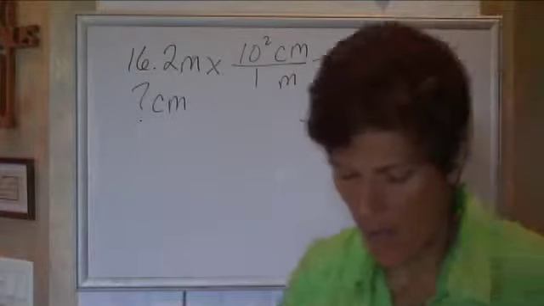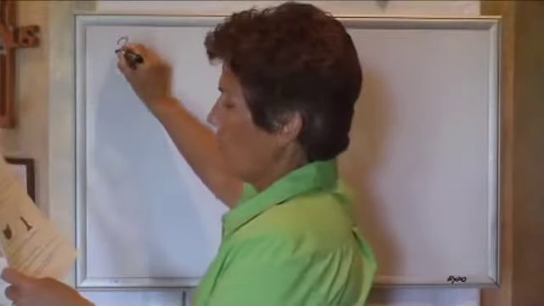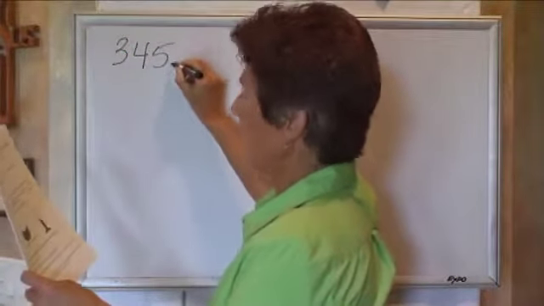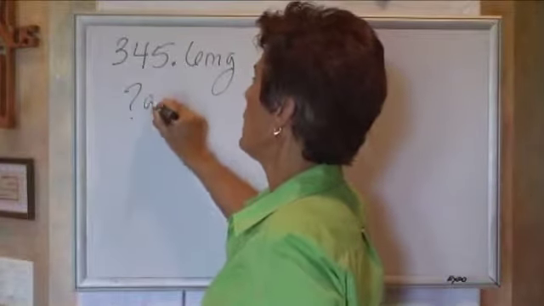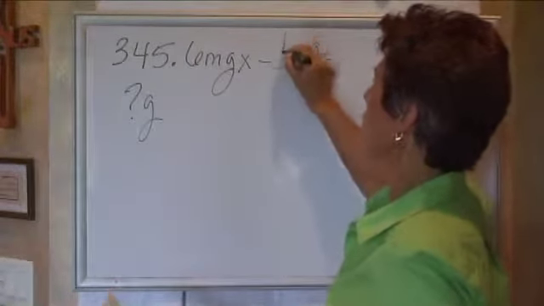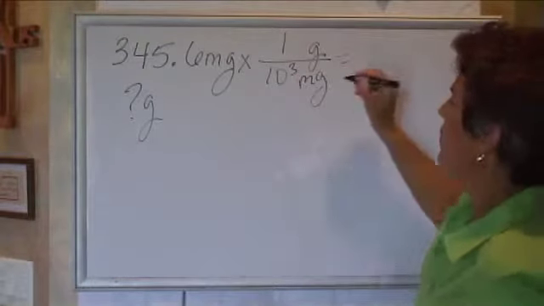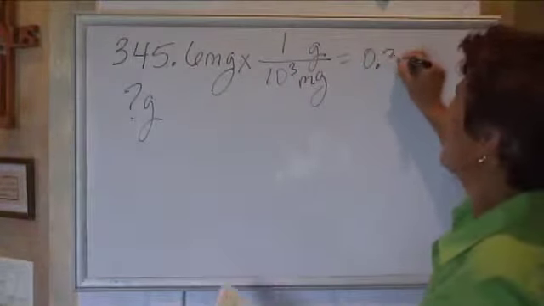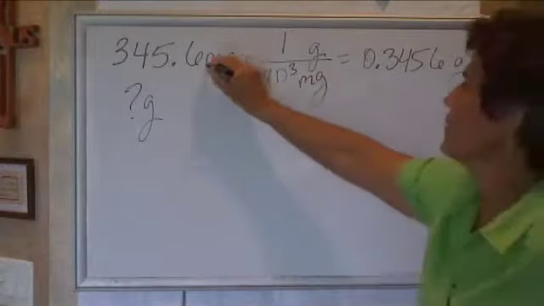Okay. Let's see. On number 8, if an object has a mass of 345.6 milligrams, he wants to know how many grams is that. Times line. Milligrams goes on the bottom, grams on the top. This one's the bigger one. And so we're going to divide by 1,000. So this is going to be 0.3456 grams, because that'll cancel.